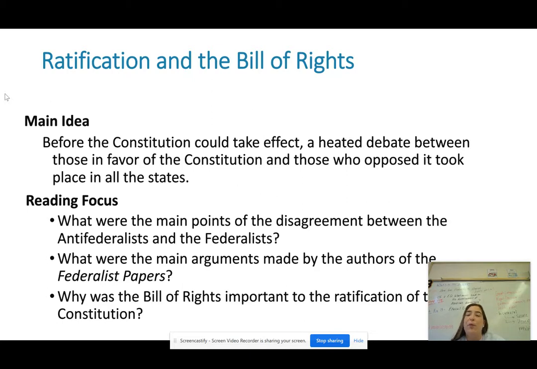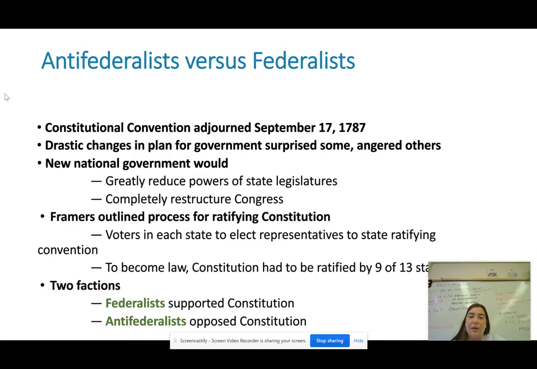So before it could even be signed into law, people are arguing about whether or not it should be passed, if this is the best form, these kinds of debates. So the Constitutional Convention adjourned September 17th, 1787, and there were drastic changes in the plan for government. These changes surprised some and angered others. This new national government that was established would greatly reduce the power of state legislatures that were previously very powerful under the Articles of Confederation, and it would completely restructure Congress.